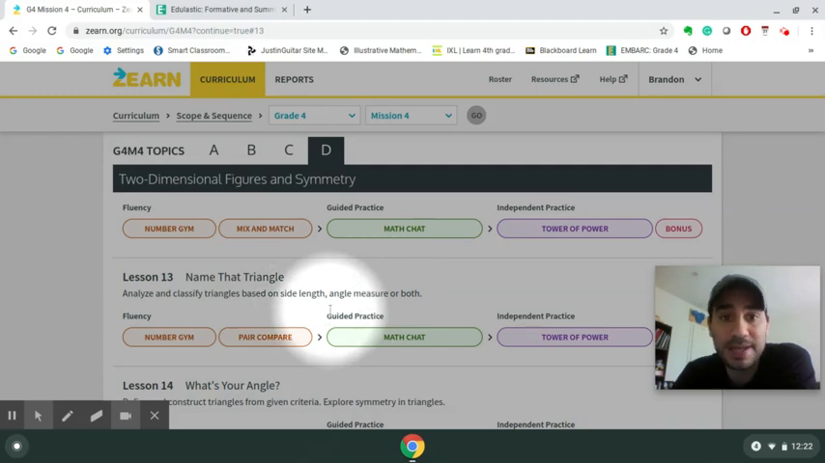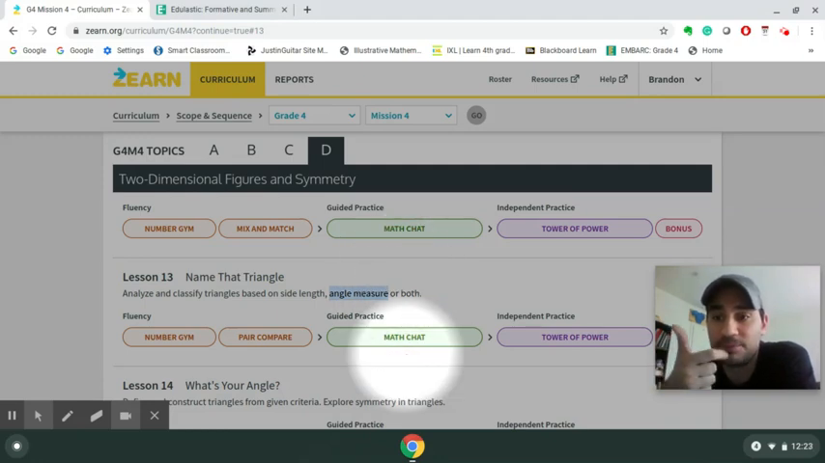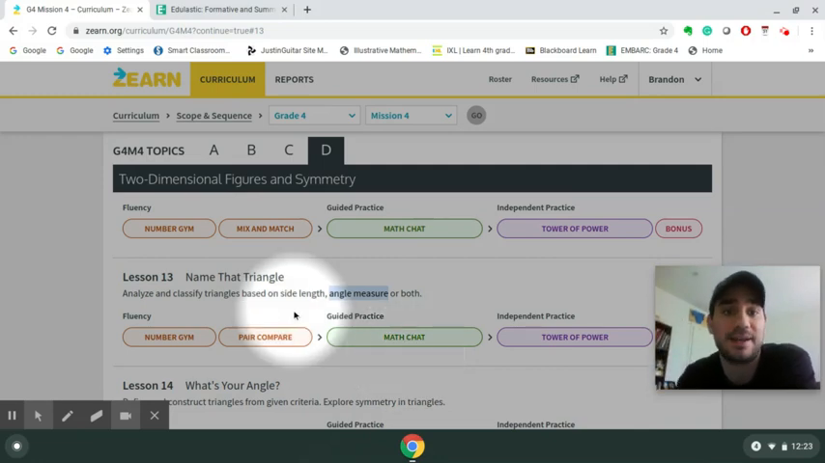Okay? Now, we've already talked about angle measure. All right, we talked about right angles, obtuse angles, and acute angles. So keep those locked into your memory. We're going to review those a little bit, and we're going to introduce some new terms today that help us classify triangles based on their side lengths.